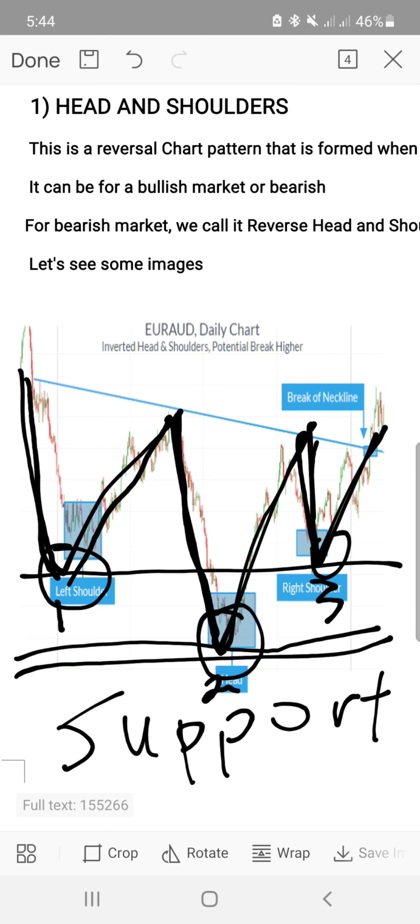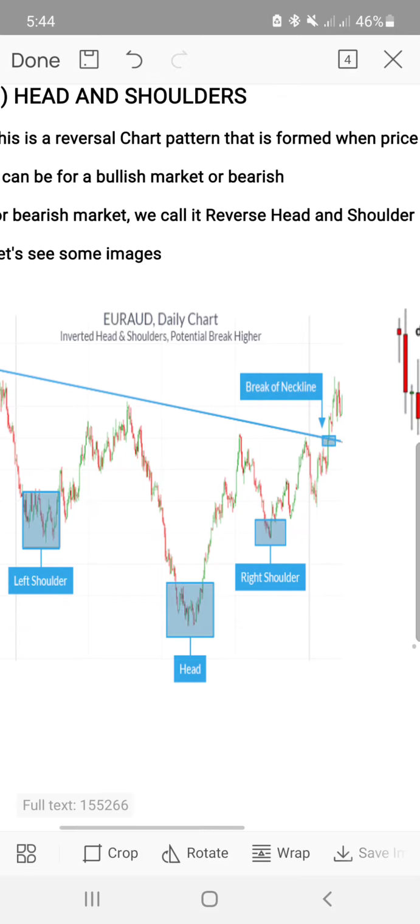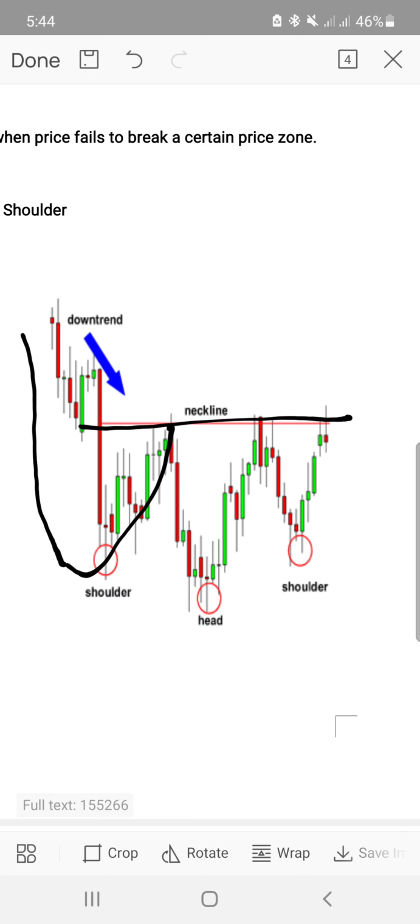Now this straight line that it keeps coming back to touch, we call it the neckline. Right? So now this is an example. Look at it. The same as what I just explained. Price was going down in a bearish market, it reached a point where it couldn't break, then it formed a shoulder, went back up. Now this point, it came back to test. This is the resistance, we call this point the neckline.